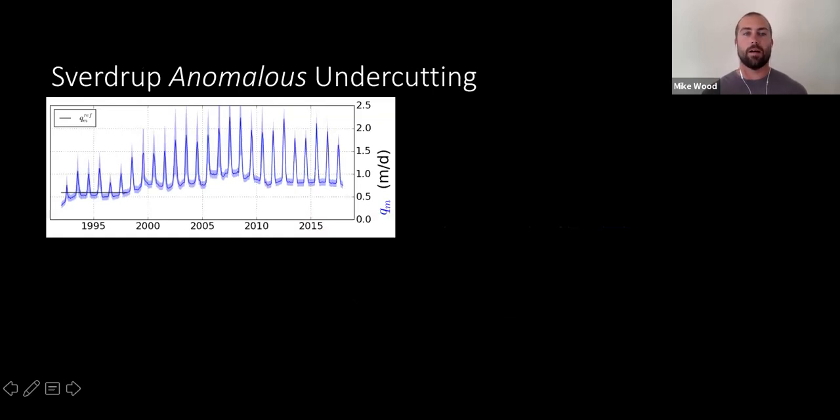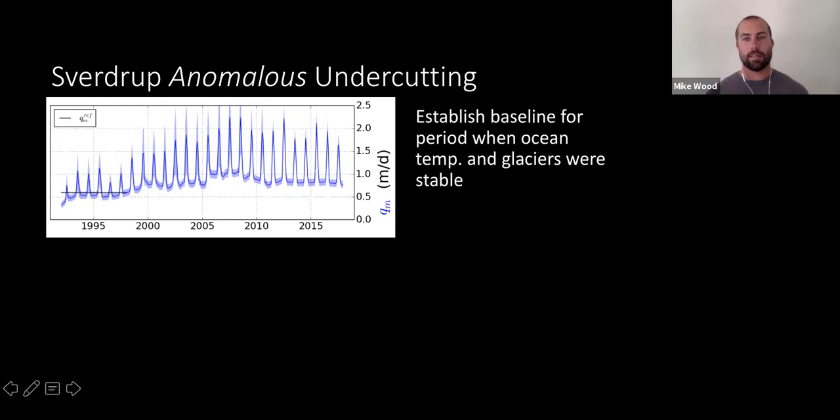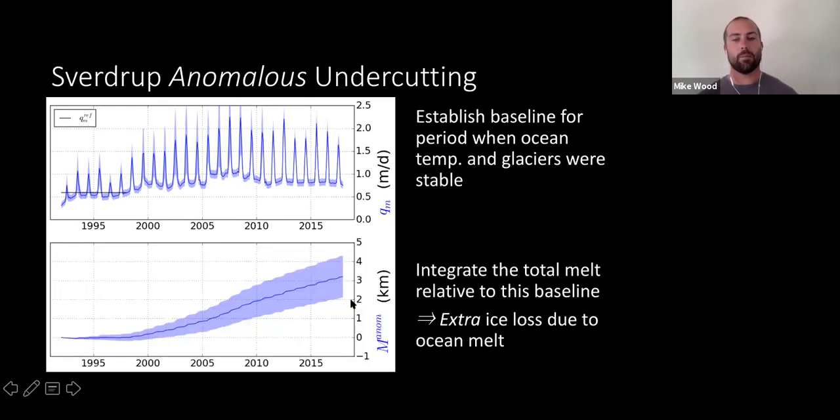And so we took a little bit different perspective on this, and we considered not what the absolute undercutting rate was, but the anomaly in the undercutting rate. And we did this specifically relative to a time when ocean temperatures were approximately stable and the glaciers were approximately stable. And so we established this baseline period in the 1990s, and we integrated through time what that extra melt or the extra undercutting was. And so this curve gives us a quantity of the extra ice that is being melted away by the ocean.